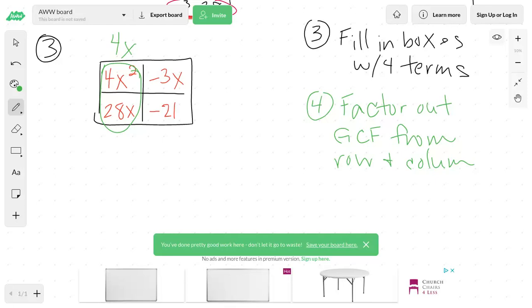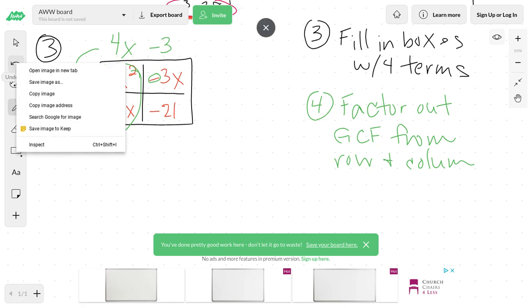Then we can do the other column. We have negative 3x and a negative 21. The GCF between 3 and 21 is 3. They don't have a variable in common, so we can't pull out a variable from those. Now, because this is negative, our GCF has to be negative. Okay, so we can say, if the box it's next to is negative, then our GCF is going to be negative. So like our 4 was positive because its neighbor here was positive.